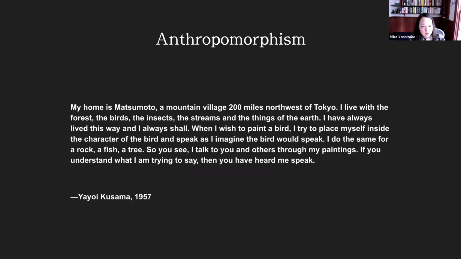In 1957, on the occasion of her first exhibition in Seattle of works on paper, she was interviewed by a local newspaper, and she said, quote, "My home is Matsumoto, a mountain village 200 miles northwest of Tokyo. I live with the forest, the birds, the insects, the streams, and the things of the earth. I have always lived this way, and I always shall.